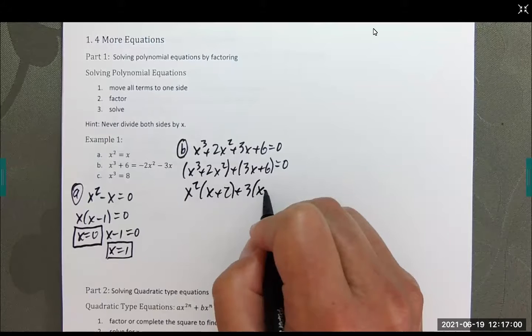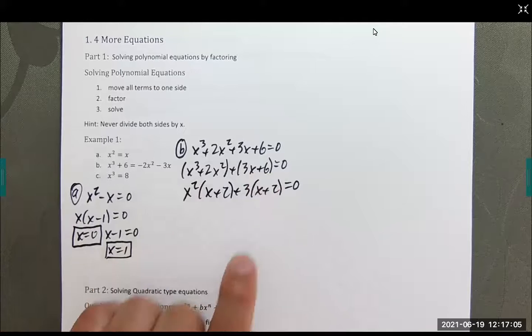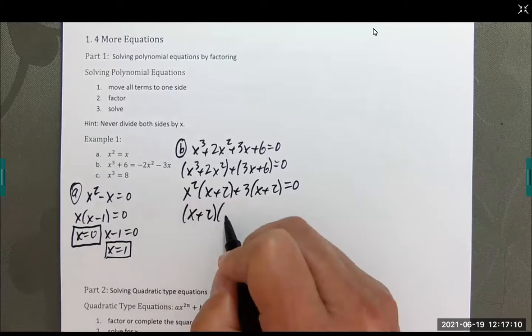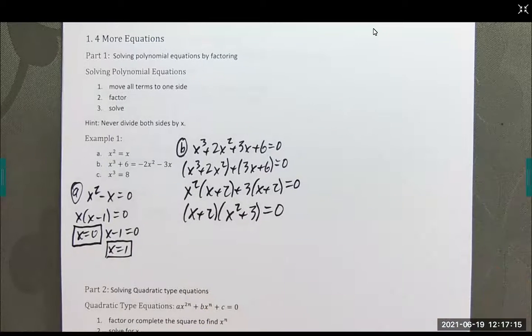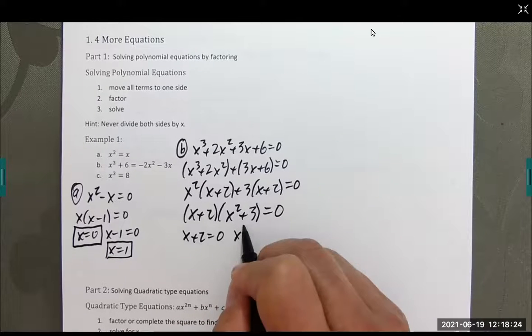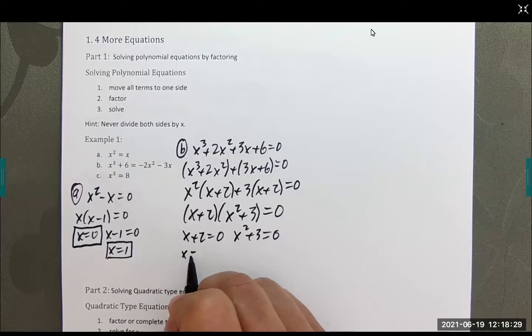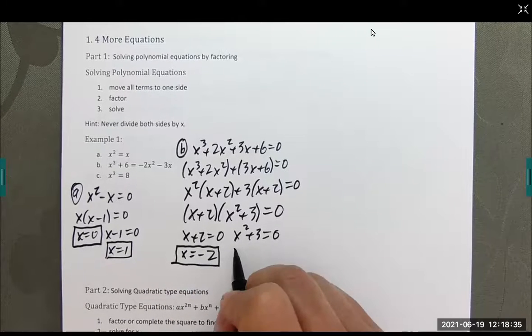So what I've done is I've gathered the first 2 together and pulled out a common factor. The second 2 together, pulled out a common factor. And now I'm going to notice that they have an x plus 2 as a common factor. We're going to set each factor equal to 0: x plus 2 equal to 0, x squared plus 3 equal to 0. Now, this one, no problem. We subtract the 2 to both sides. This one, we subtract 3, and I get x squared equals -3.